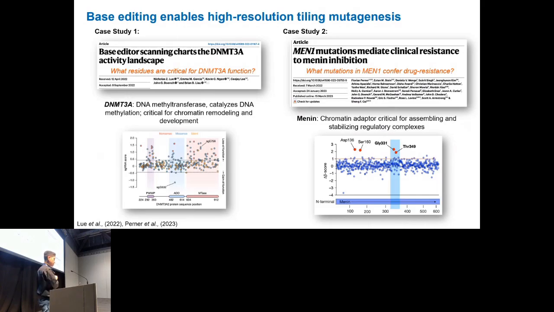And there was a study saying that acute leukemia is quite important, and the menin-1 inhibitor is the target for the leukemia drug. And they found that mutations happening in menin-1 are important for understanding drug resistance. So this study conducted base editor tiling screening on 2 different cell lines on this menin-1 protein.